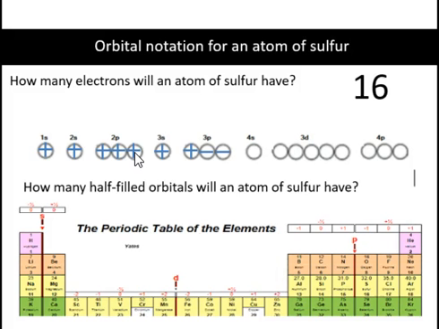How many half-filled orbitals will an atom of sulfur have? Well, this is easy to see with your illustration. You have two half-filled orbitals.